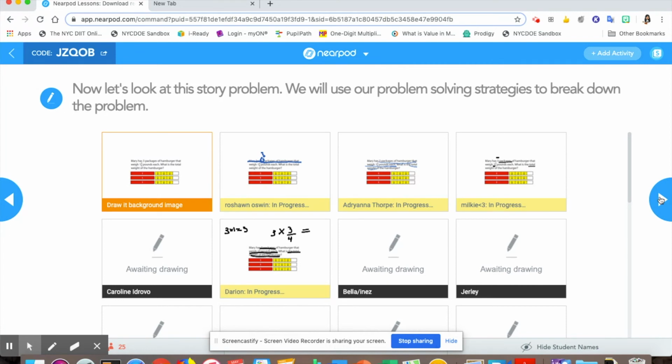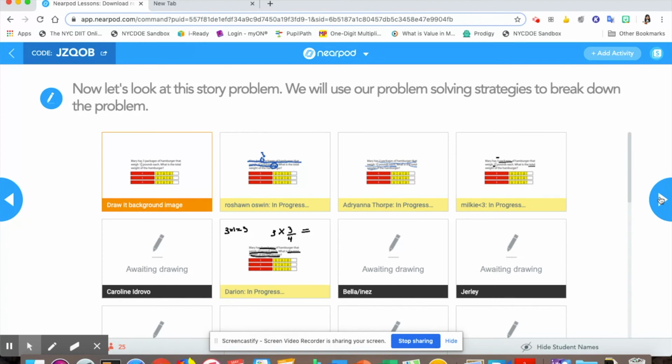I see here that Lizette underlined 3 packages, right? Good, because that's telling us how many groups of hamburger we have. And I also see that Darian underlined 1 3/4 pounds each. Good, because that's a key detail. That's how much each one is going to weigh. I'm going to read it one more time just to make sure I have a full understanding of what the problem is asking me to do. Mary has 3 packages of hamburger that weigh 1 whole and 3/4 pounds each. What is the total weight of the hamburger?